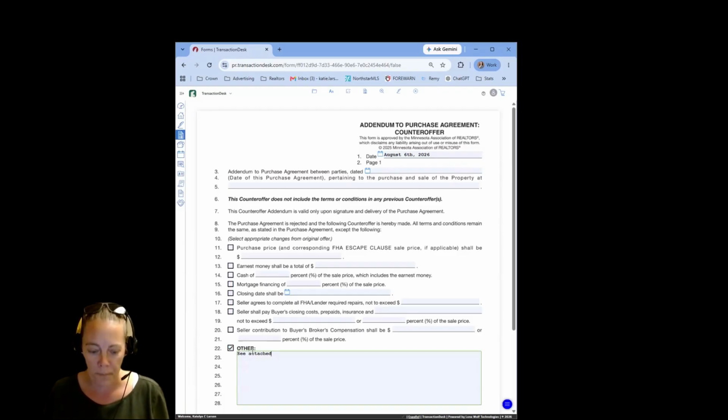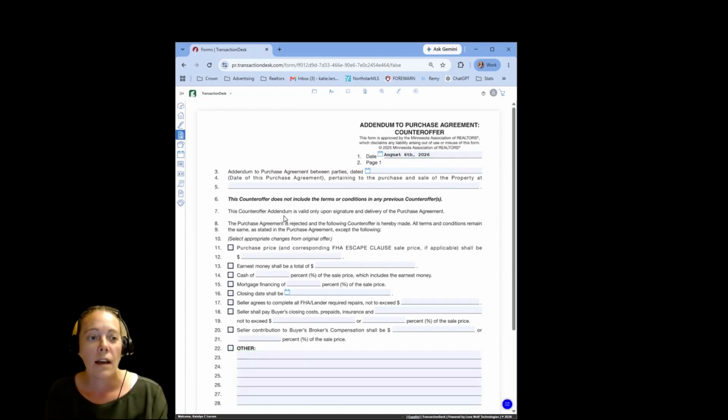Oops, if I can spell right. Attached whatever pages. Okay. Most of the time, you're not going to be attaching any extra pages. Most of the time, these are little changes. They're quick and easy. Okay. But if you do, that's how you do that.